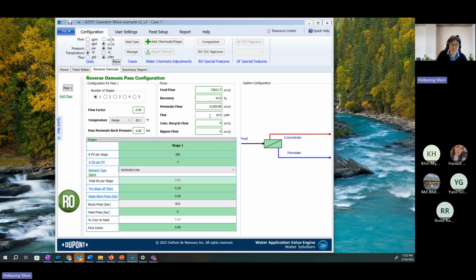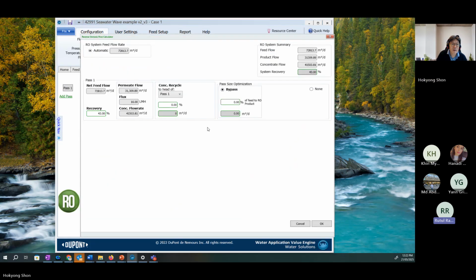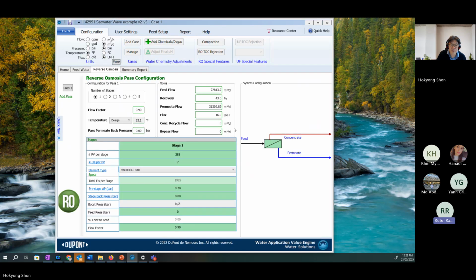Flux. Yeah, I couldn't edit the flux. Okay, this is the given number. In this case, the system fixes the flux, so you don't have to change your manual flux input. Yeah.